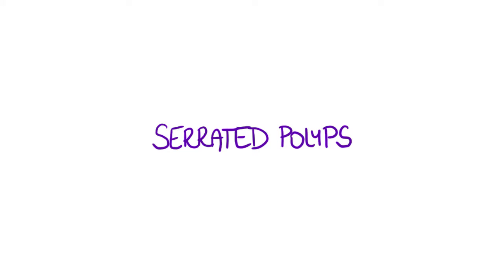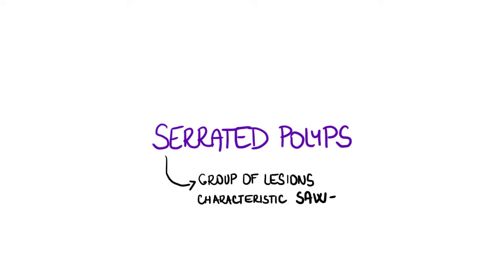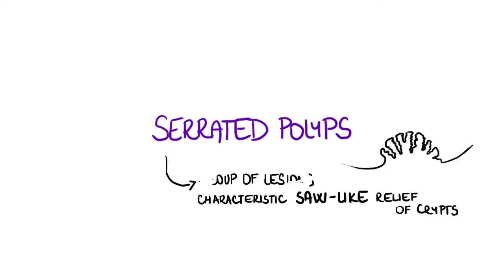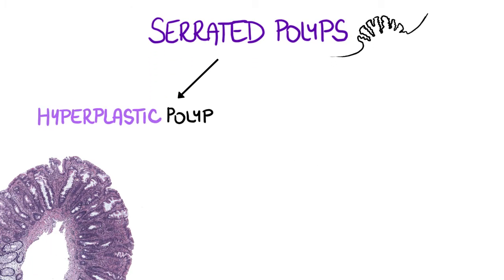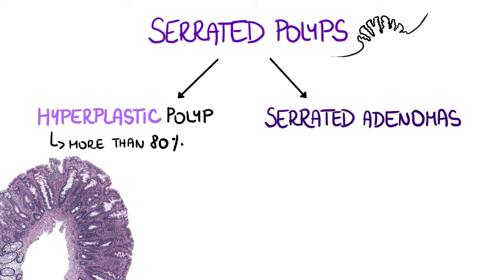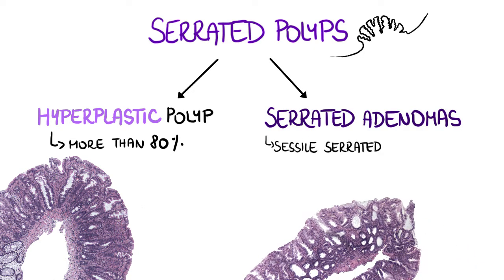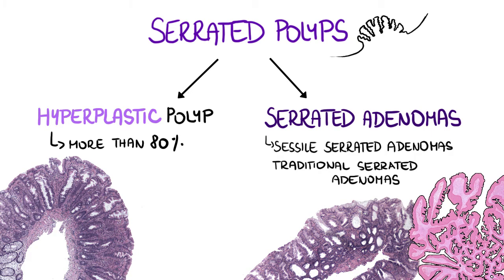Serrated polyps represent a group of lesions defined by a characteristic saw-like relief of crypts. The most common subtype is a hyperplastic polyp, constituting more than 80% of all serrated polyps. The rest is represented by serrated adenomas, including sessile serrated adenomas and traditional serrated adenomas.